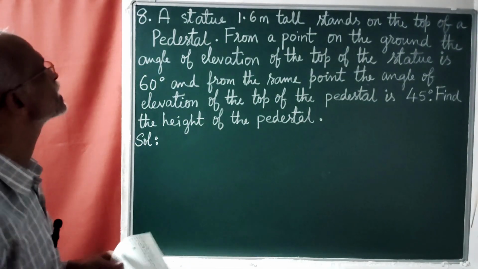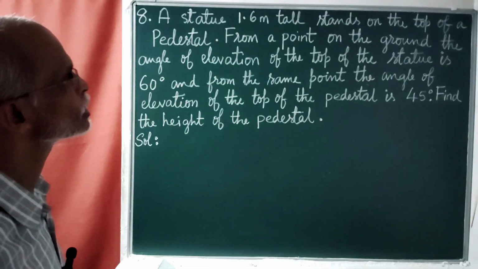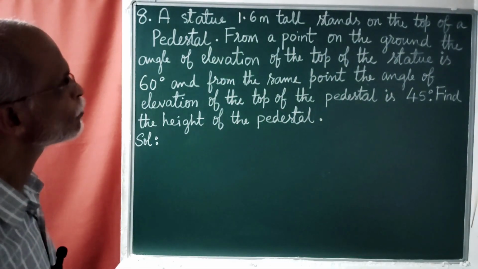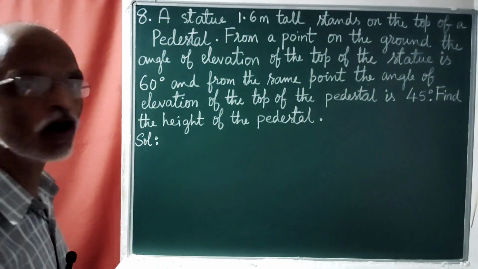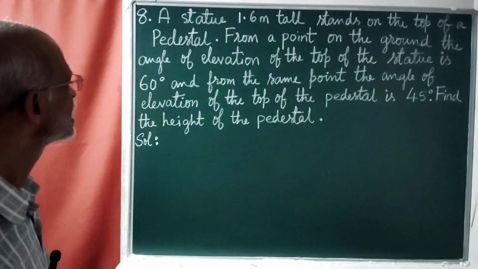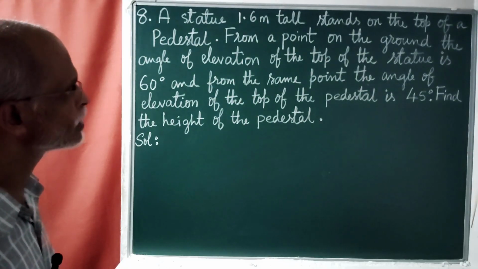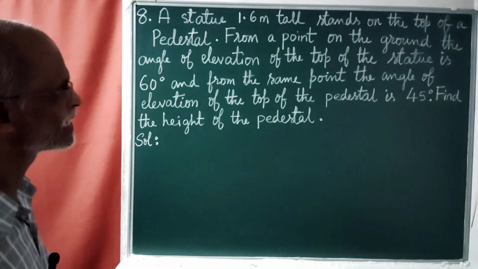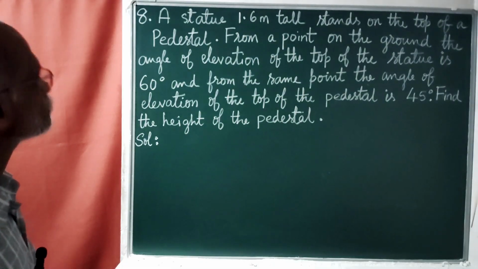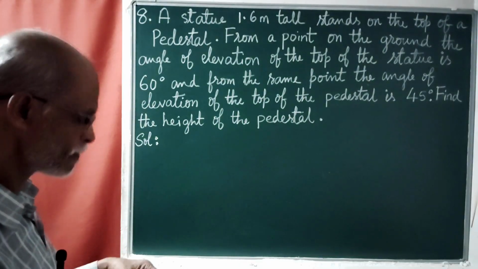Now question 8 says, a statue 1.6 meters tall stands on the top of a pedestal. From a point on the ground, the angle of elevation of the top of the statue is 60 degrees. And from the same point, the angle of elevation of the top of the pedestal is 45 degrees. Find the height of the pedestal. So you have to draw the drawing properly.